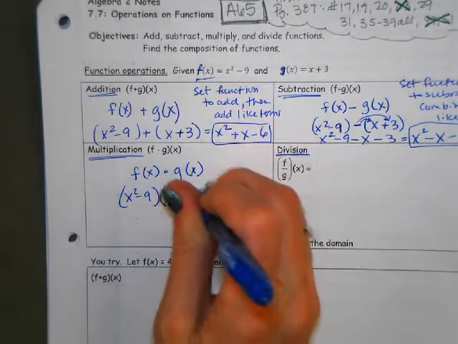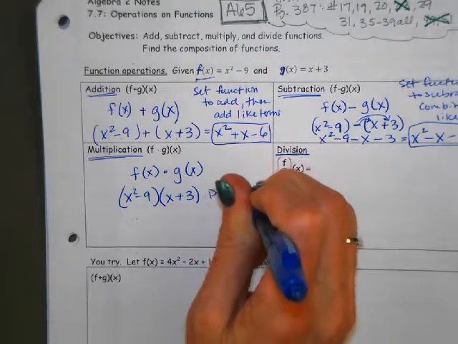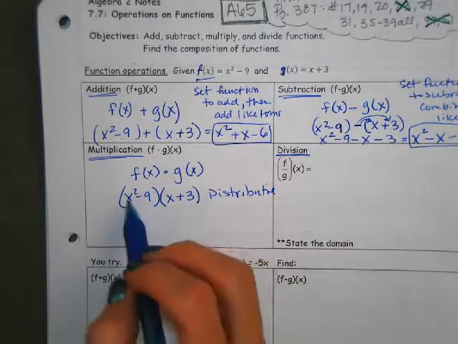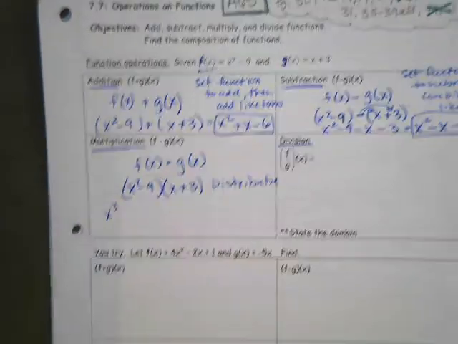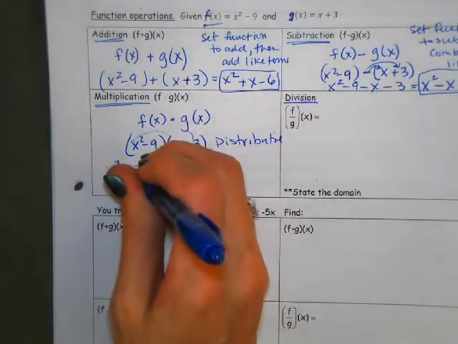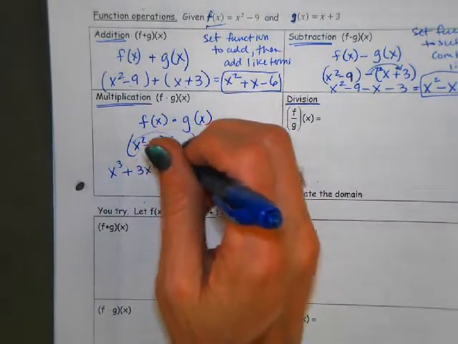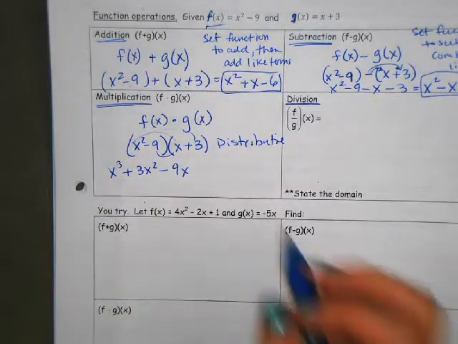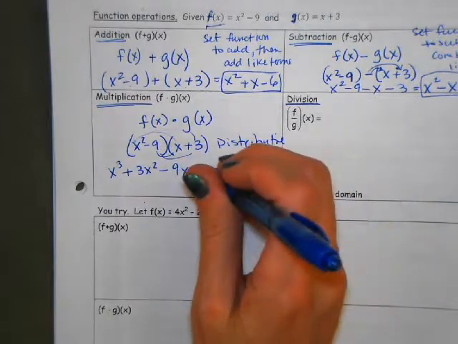x plus 3. So at this point, we need to do the distributive property, where I have to multiply to each one. So I'm going to do the x squared times x, which becomes x cubed. I'm going to do the x squared times 3, which becomes plus 3x squared. I'm going to take the negative 9 times x and get negative 9x. And I take the negative 9 times 3 and I get a negative 27.